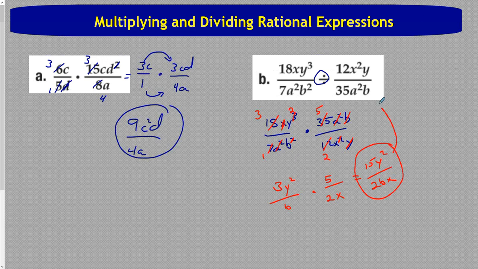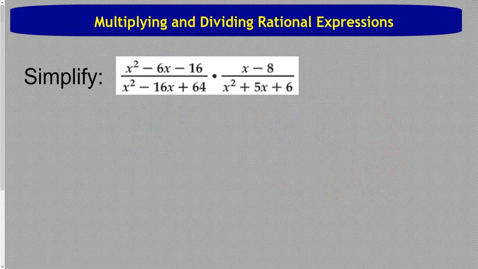That is a heck of a lot simpler than that guy. Again, you could multiply straight across and then divide, but then you're multiplying 18 times 35, and then you have to try and factor that whole mess. So I think it's a lot easier to factor beforehand, before we multiply. We can do the same thing with polynomial rational expressions, right? We just have to factor them first. So let's factor everything.